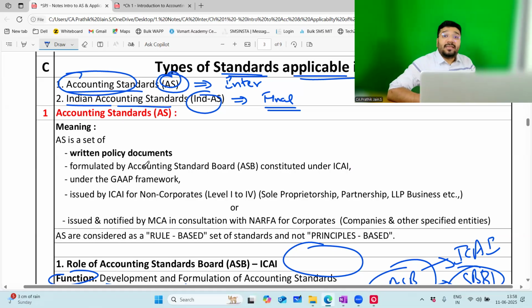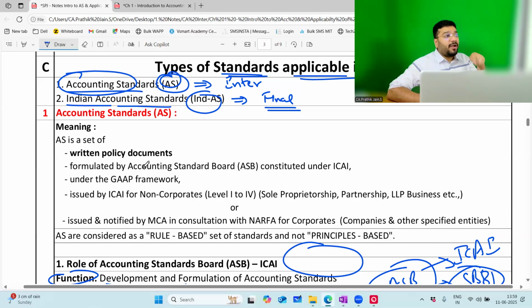MCA, in consultation with NAFRA, will review it. NAFRA will give the input. Accordingly, the modification has to be done by ICAI, and then once that has been done, MCA will be issuing the notification. Initially, MCA gave the notification where? 2006. Companies Accounting Standard Rule 2006. Later, the notification was done in Companies Accounting Standard Rule 2021.